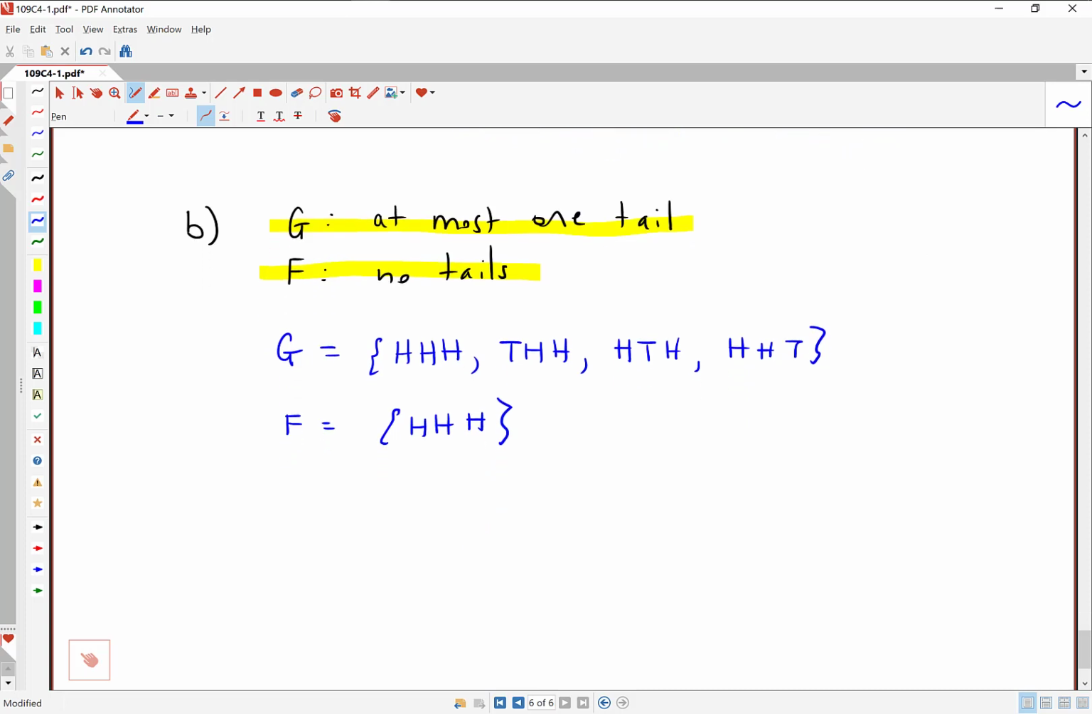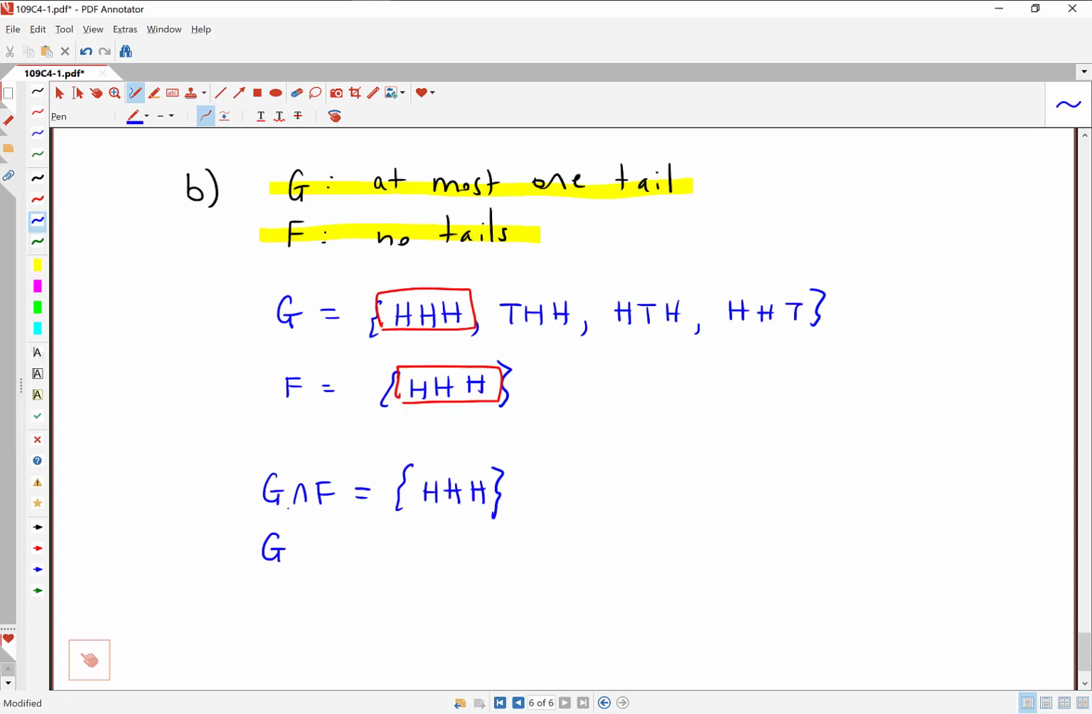All right, so now when we're trying to figure out whether 2 events are mutually exclusive, we're going to take the intersection. And if the intersection is the empty set, then the answer is yes. If the intersection is not the empty set, then the answer is no. Okay, so if we look at what outcomes are the same for both sets, we're seeing HHH in both sets. So that is our intersection. So more directly, we could just say G intersect F is not the empty set. So no, the sets are not mutually exclusive.